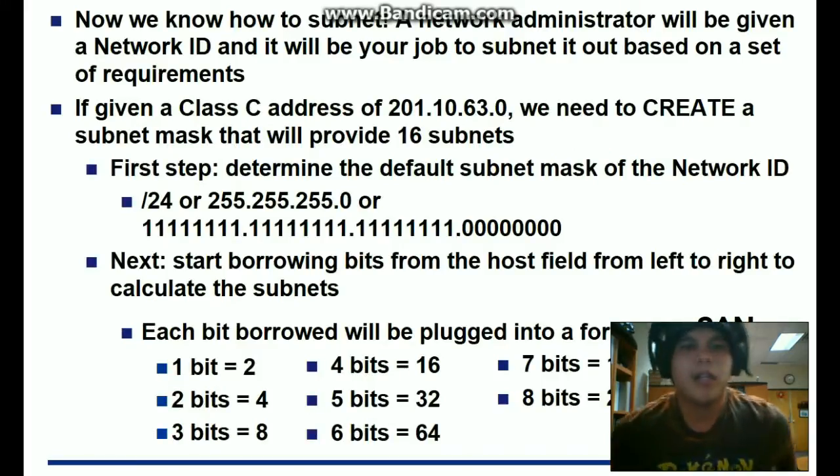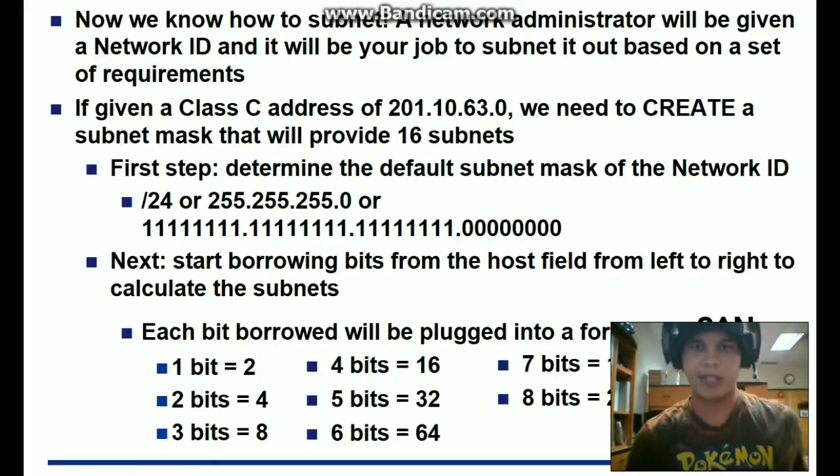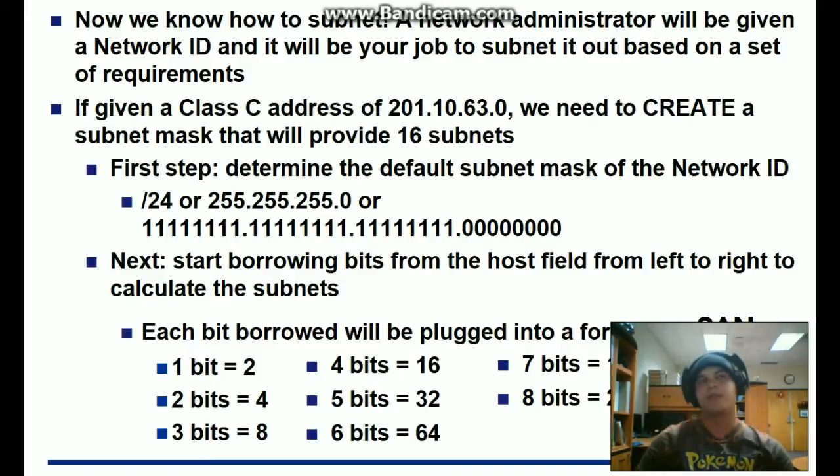So now that we know how to subnet, we know how to calculate those subnet IDs. A network administrator will be given a network ID, and it is your job to subnet it out based on a set of requirements, kind of like my example I just had. So let's say, again, we were given a Class C address. You can see right here. Let's say we were given this, and we were told we need to create a subnet mask that will provide at least 16 subnets.